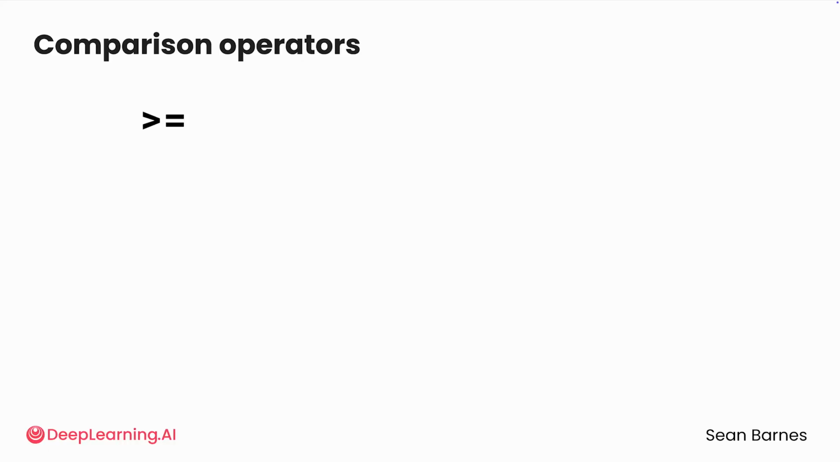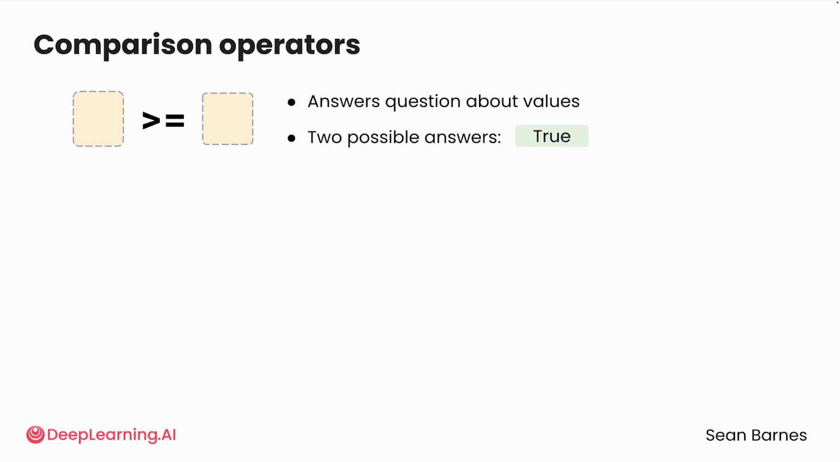Greater than or equal to is just one of many comparison operators. Comparison operators take in 2 values, one on the left and one on the right, and they answer a question about those values. These questions can only have 2 possible answers, True or False. There's no in between. This type of value, the output, is called a Boolean. Boolean has a fancy name, but it just means a true-false value. It's just another data type in Python, just like int, float, and list.